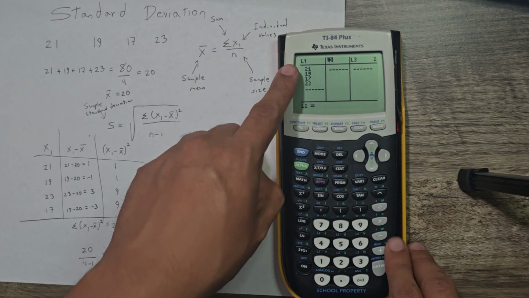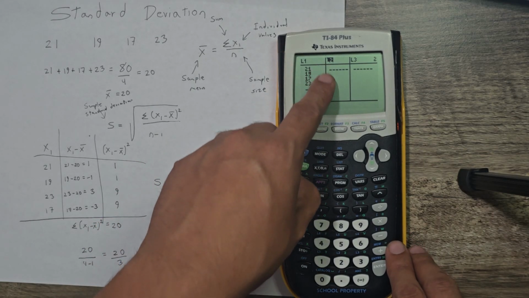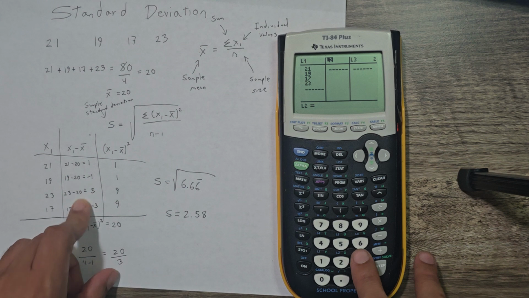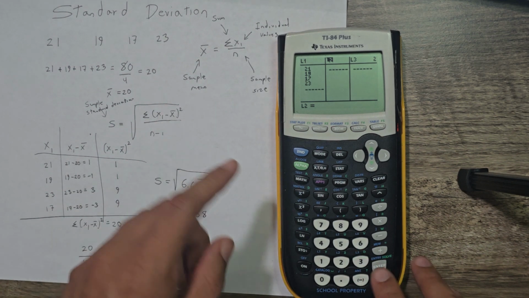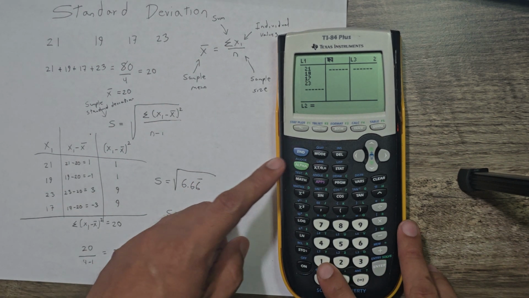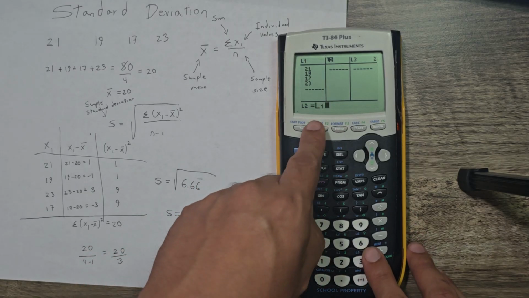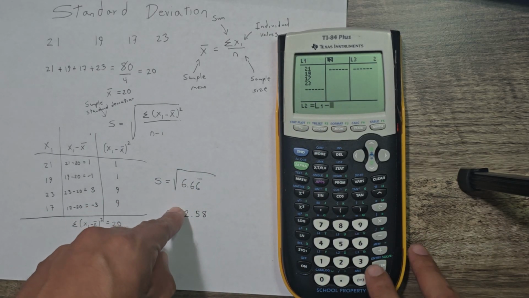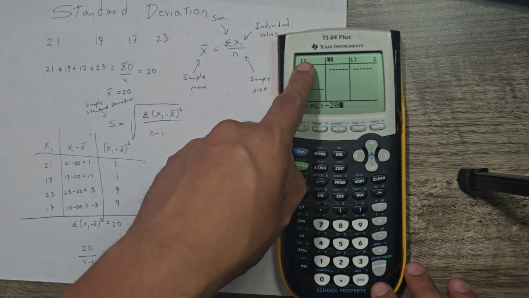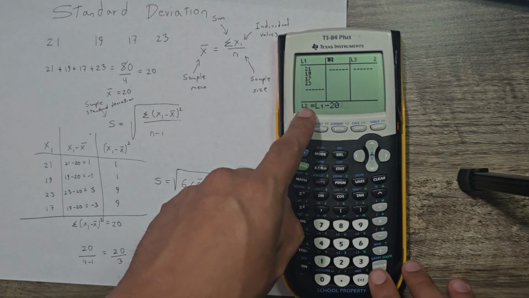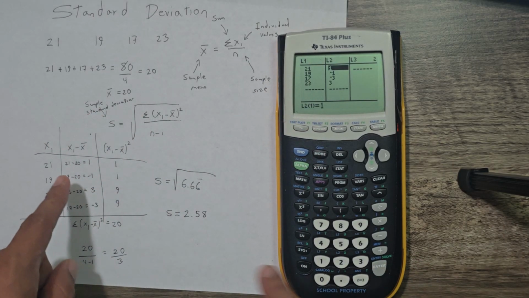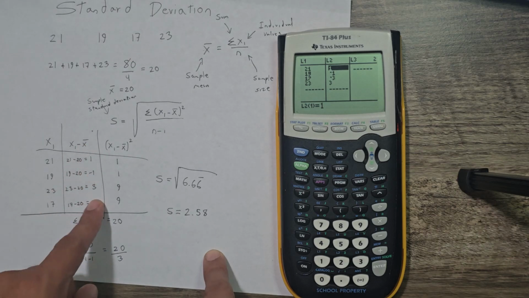So first, I have the numbers in my L1. I want to do our first step, which is subtract the mean. So if I put second and the number 1, it will take the L1 symbol and then subtract 20 from each of them. So it's going to take each number in L1 and subtract 20, giving me my answers. And as you can see, they will match up with my numbers in this column.